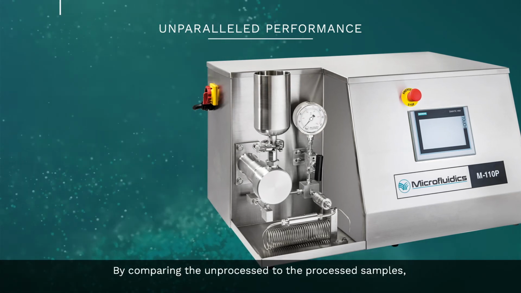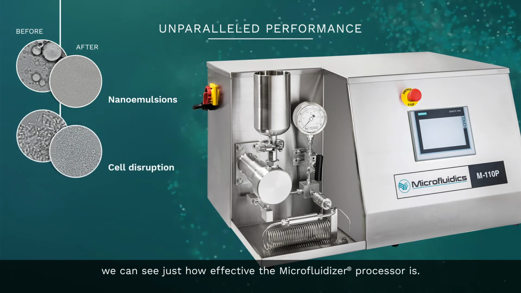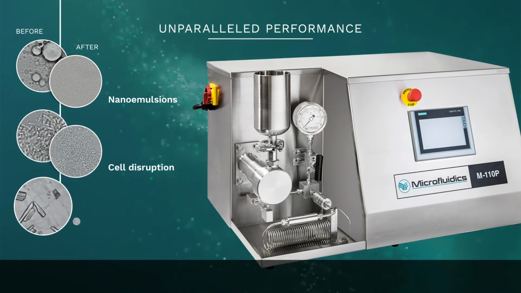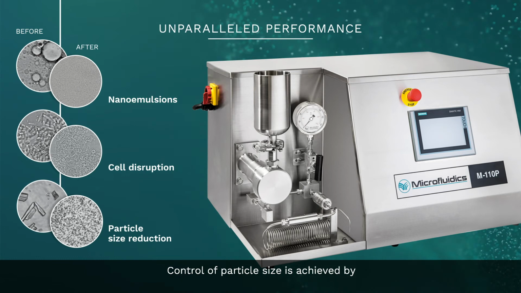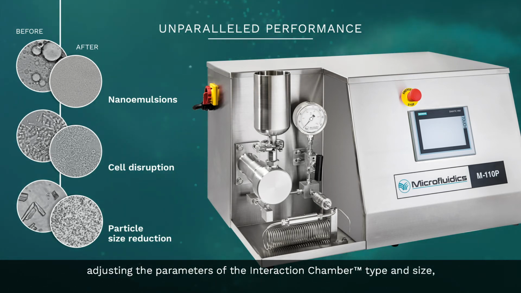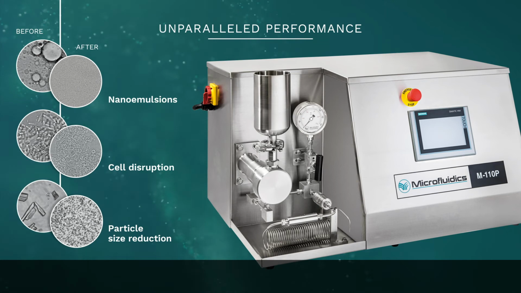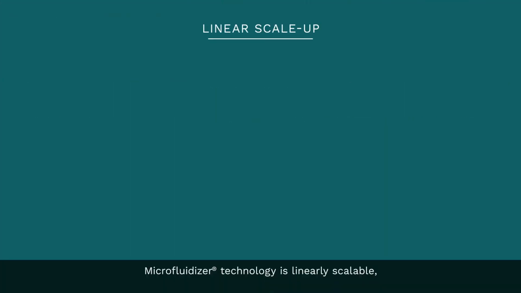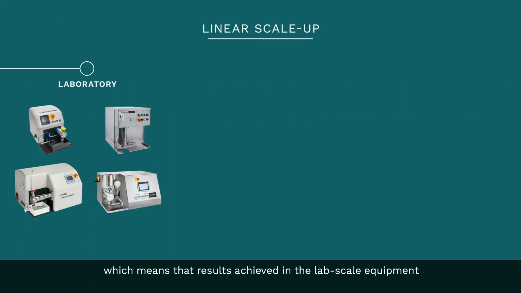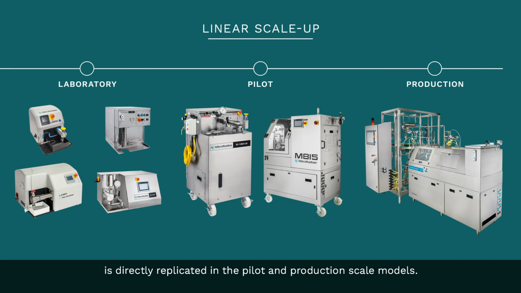By comparing the unprocessed to the processed samples, we can see just how effective the microfluidizer processor is. Control of particle size is achieved by adjusting the parameters of the interaction chamber type and size, the processing pressure, the number of passes, and the inlet and outlet temperatures. Microfluidizer technology is linearly scalable, which means that results achieved in the lab scale equipment are directly replicated in the pilot and production scale models.